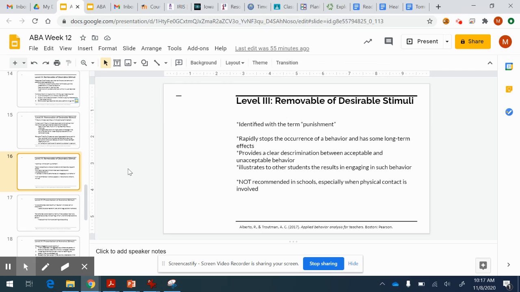Also, level 3, that removal of desirable stimuli, that's where we identify with the term punishment. This will typically rapidly stop the occurrence of the behavior. It does have some long-term effects.